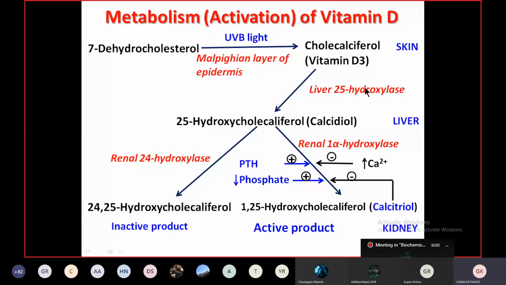Once vitamin D3 is synthesized in the skin, it is transported to the liver, where it undergoes 25 hydroxylation, and it leads to the formation of 25 hydroxycholecalciferol.